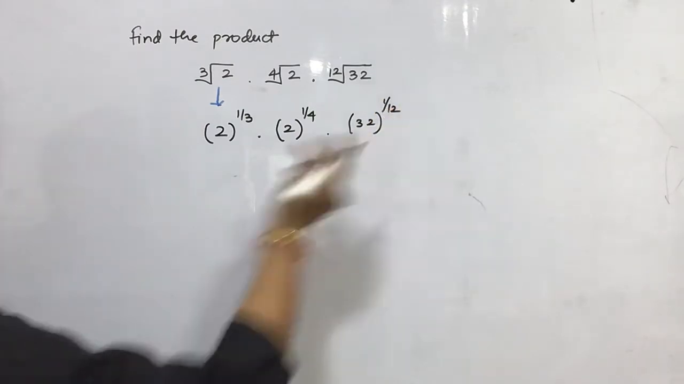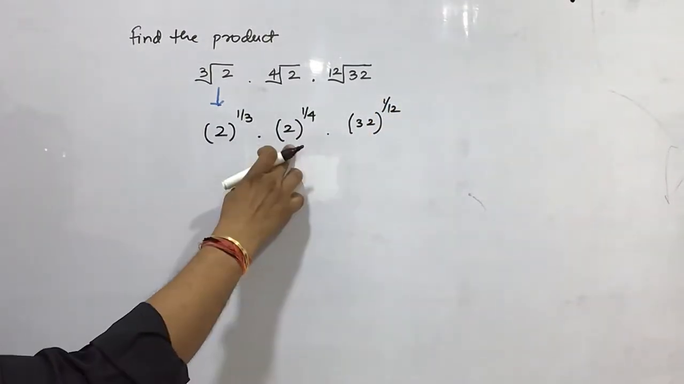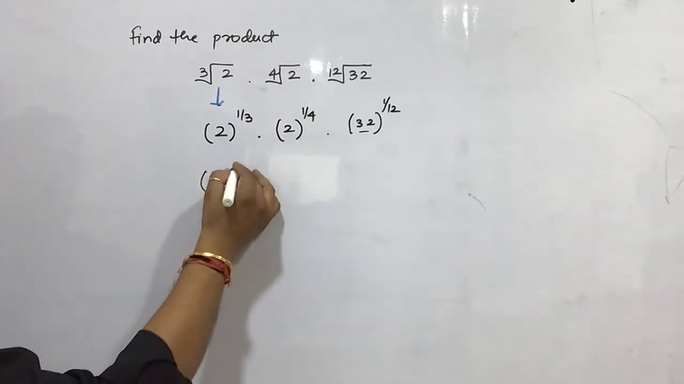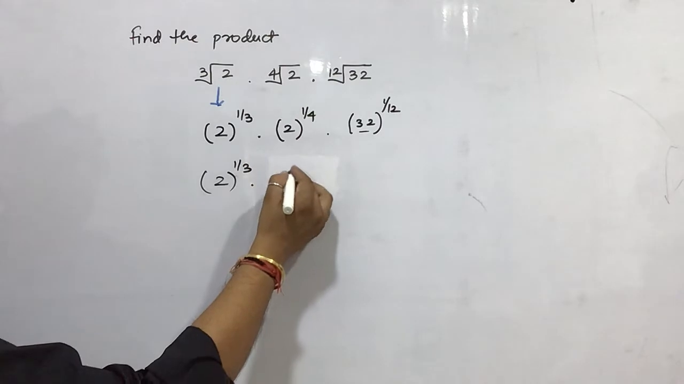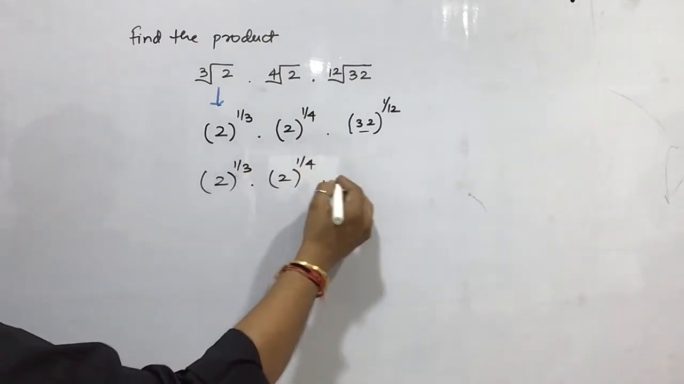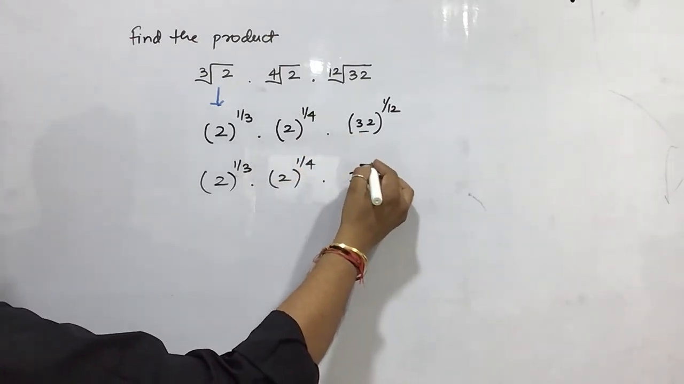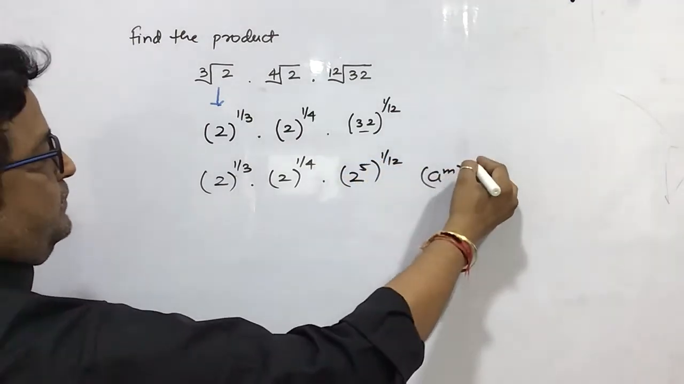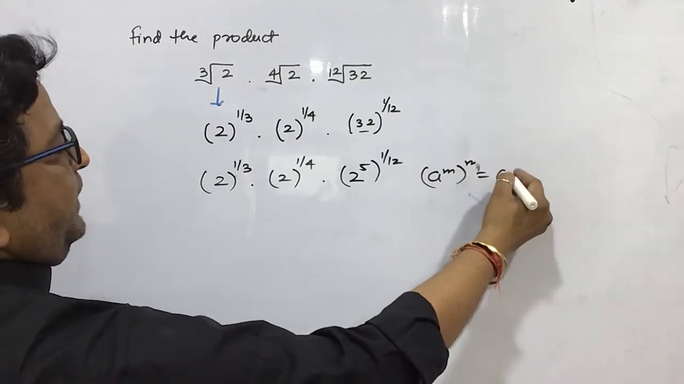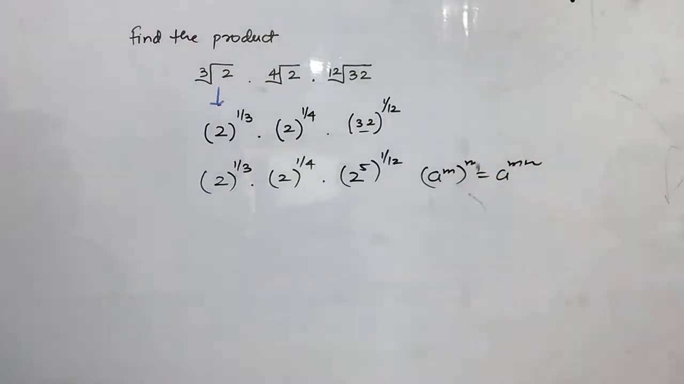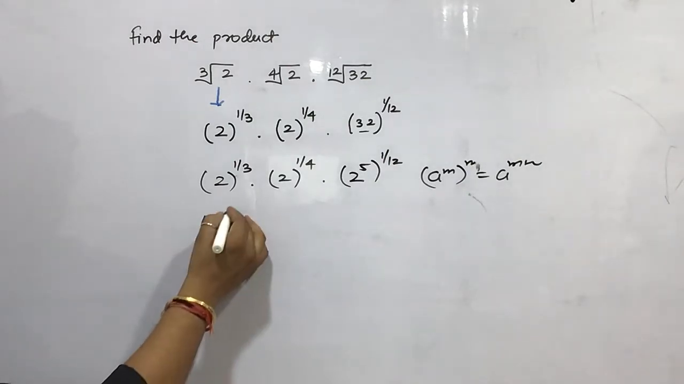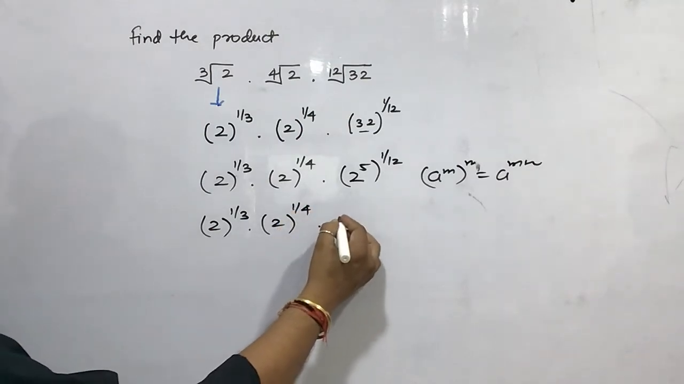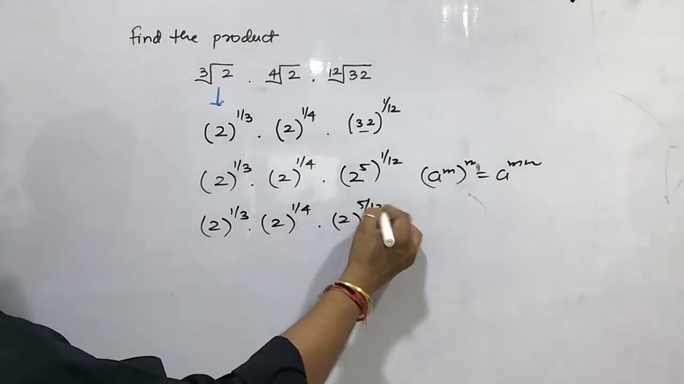12th root of 32. Right, here we are seeing that the base is same and this 32 can be written as the base of 2. So it is 2 to the power 1 by 3, 2 to the power 1 by 4, and 32 can be written as 2 to the power 5, to the power 1 by 12, and by the property of exponent it can be written as a to the power mn. So this is 2 raised to the power 1 by 3, then 2 raised to the power 1 by 4, then 2 raised to the power 5 by 12.